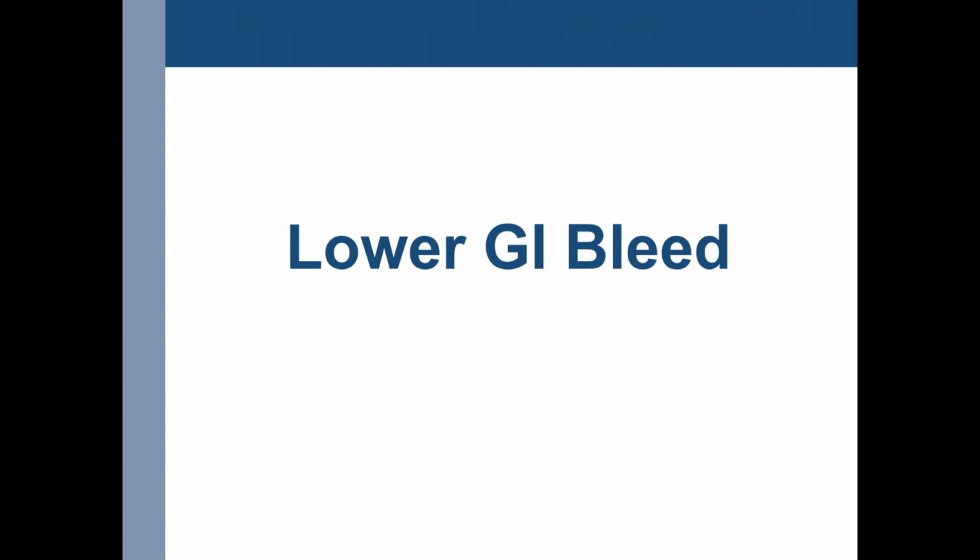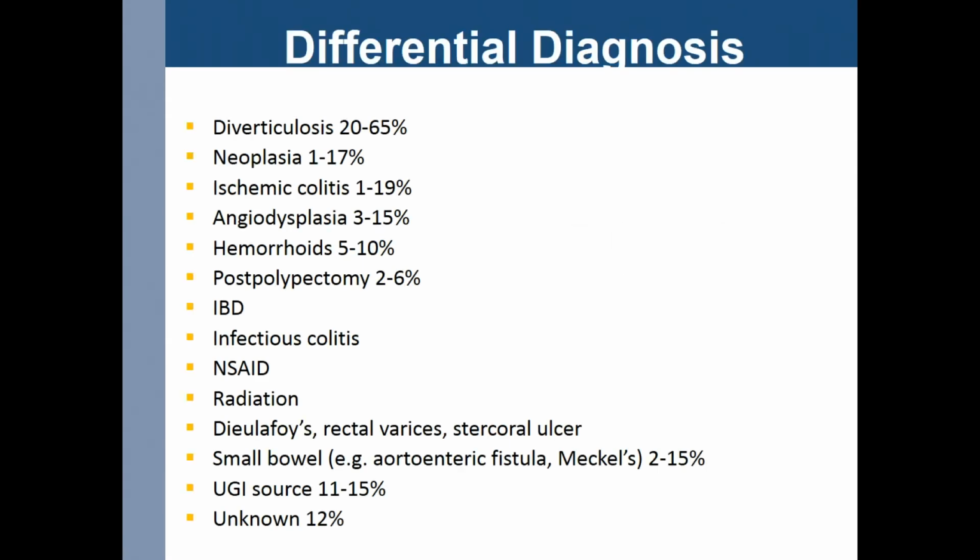Now we're going to switch gears and talk about lower GI bleed. So again, there's a whole range of differential diagnosis for lower GI bleed. Most commonly, we believe it's due to diverticular bleed. We also encounter it in neoplasia, ischemic colitis, angiodysplasia, as well as hemorrhoids, and of course post-polypectomy bleeding. And down at the bottom, you see here that upper GI source again can account for anywhere from 11 to 15 and even 20% of initially suspected lower GI bleed, and also unknown in about 12% of patients.